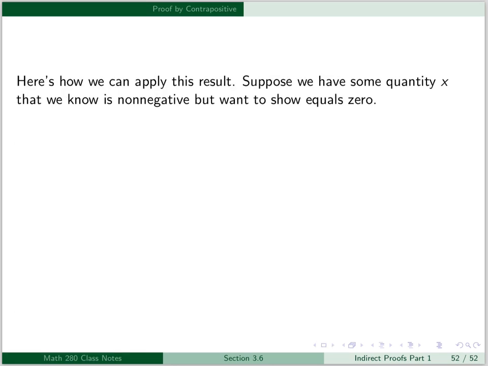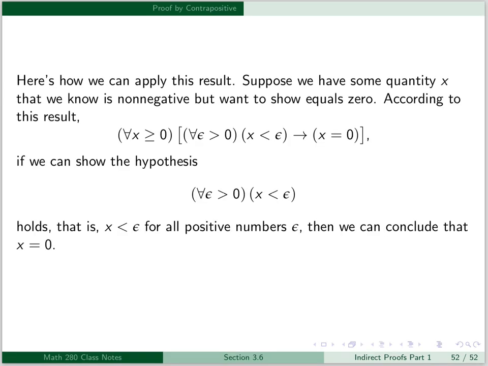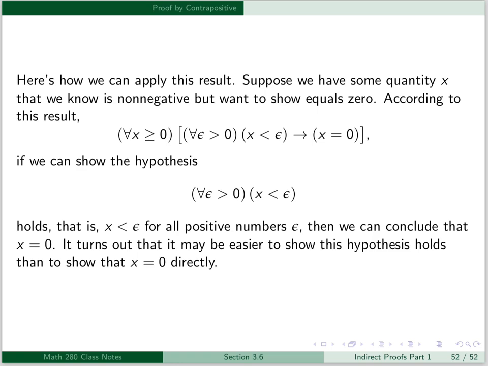Here's how we can actually apply this result. Suppose we have some quantity x that we know is non-negative but want to show equals 0. According to this result, if we can show the hypothesis for all epsilon greater than 0, x is less than epsilon holds, that is, x is less than epsilon for all positive numbers epsilon, then we can conclude that x is equal to 0. It turns out that in some applications it may be easier to show this hypothesis holds than to show that x is equal to 0 directly.